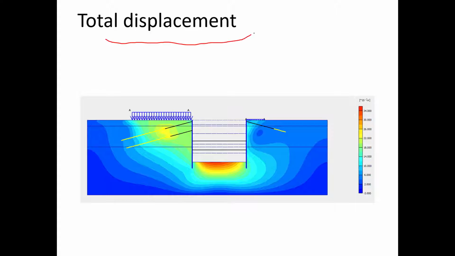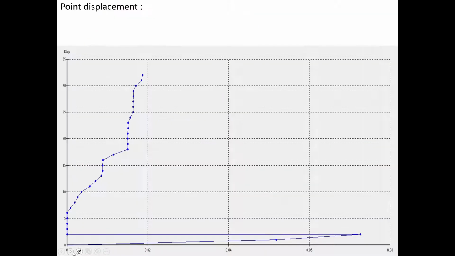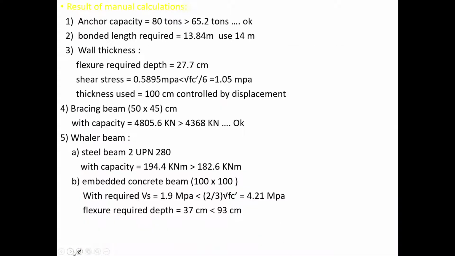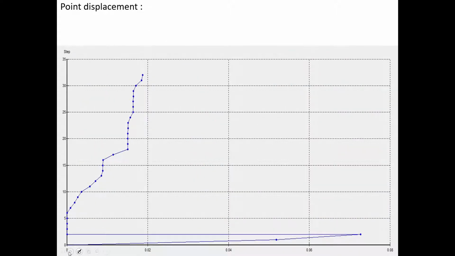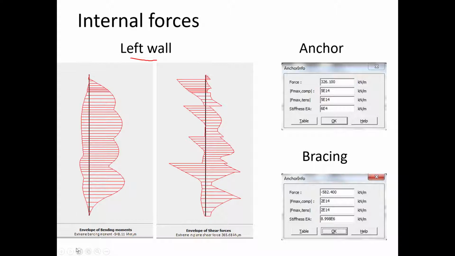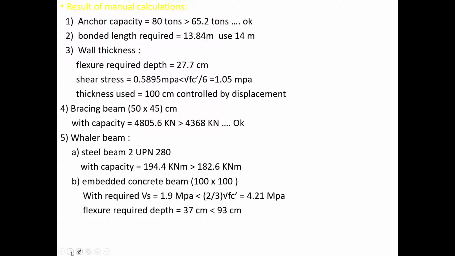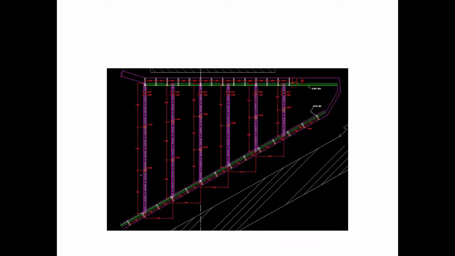We also have to check the total displacement. The total displacement can be calculated using our Plaxis software, and we can check our result. This is the left wall and the right wall. This result is from manual calculation. So this is the shoring system, the bracing beam here.